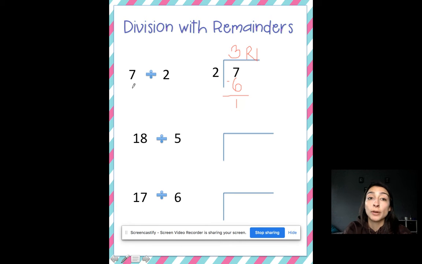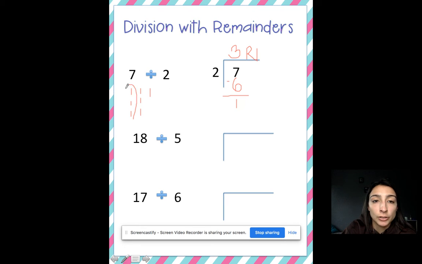You can also do it as 7 lines, 2, 3, 4, 5, 6, 7. And we want to put them in 2 even groups. So I see there's 3 here I'm going to circle. And there's 3 here I'm going to circle. And there are my 2 groups. And how many do I have left over? I have 1 left over. Okay. This drawing it out may be the best way to do it for now until we learn how to do our long division in our next lesson.